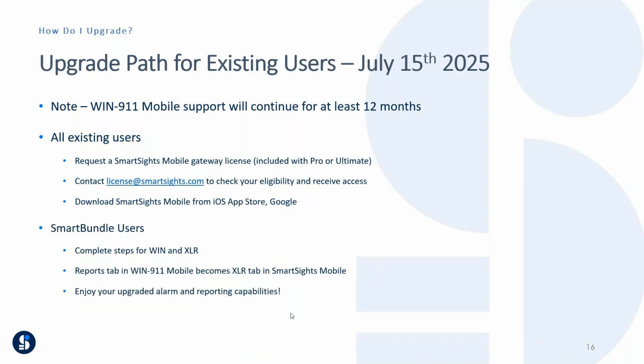For Smart Bundle users, you're going to follow the same process as Win911 and Excel Reporter. The functionality is what I just showed in the hands-on. Your reports tab will be replaced with the XLR client, which runs on the XLR tab. Again, very easy, and you can do it pretty quickly and enjoy your upgraded alarm and reporting capabilities.